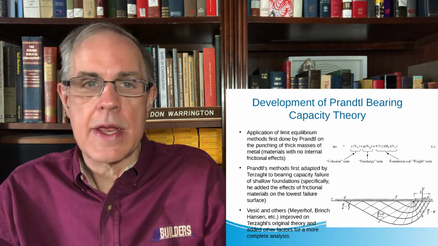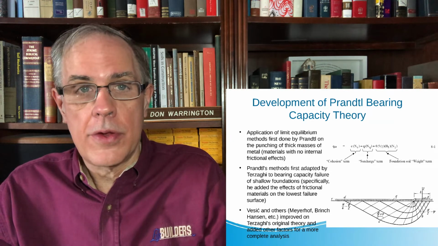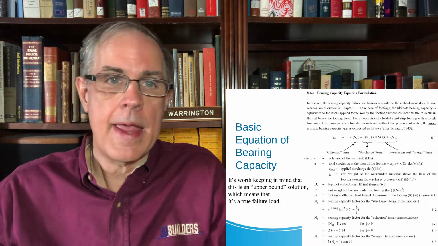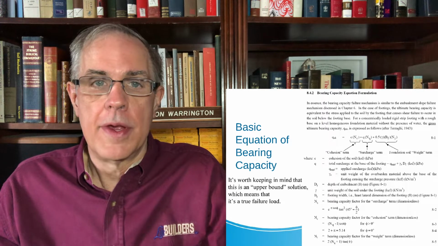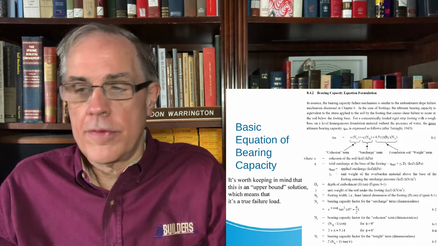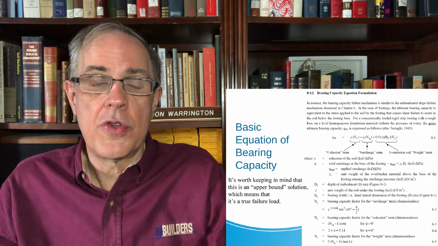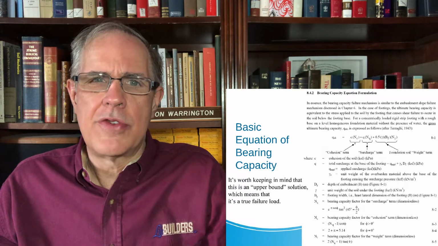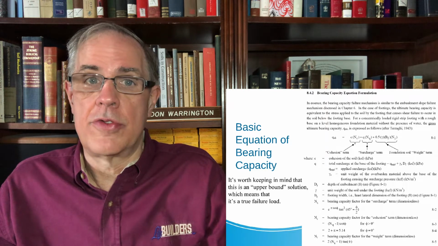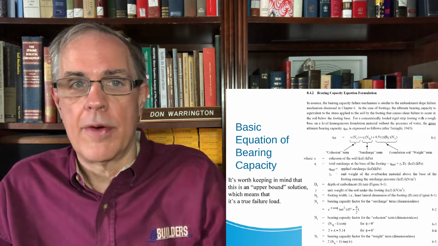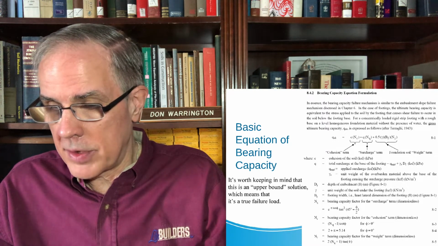These 3 terms are called N sub C, N sub Q, and N sub gamma, and they are defined in this way. This is from your foundations book. It shows you all of the different terms and what they mean. In the case of N sub C and N sub Q, you can actually compute them. I don't necessarily recommend students do that, unless you're setting up a spreadsheet, in which case you have to do it that way. The N sub C and N sub Q terms are pretty well established.